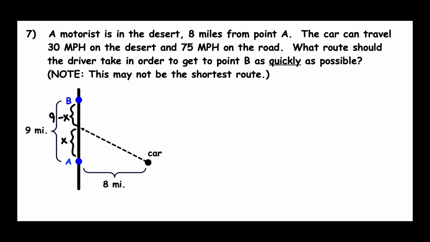Okay, we can also figure out the dotted line using Pythagorean theorem. We go x squared plus 8 squared, and we square root it. Okay, so a little Pythagorean theorem gives us that. And the route that I propose that we take is this one.